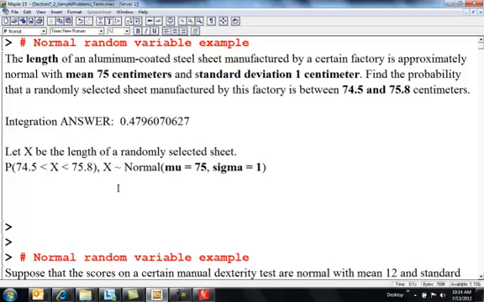The table is just trying to simplify it, especially for people that have never done integration. I imagine a lot of people take statistics who would not even understand what we're talking about when we integrate a function, perhaps if they've just had algebra. So another way to do this is to convert this to a standard normal random variable.